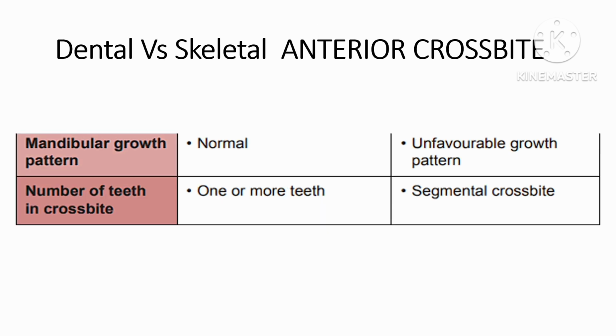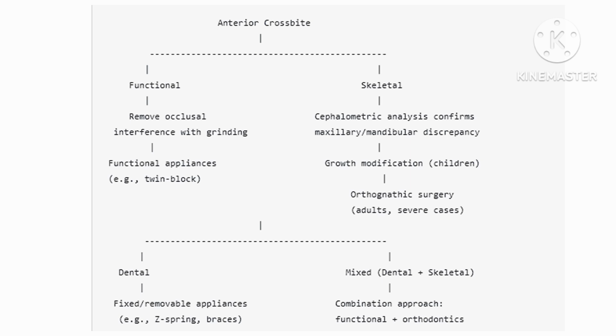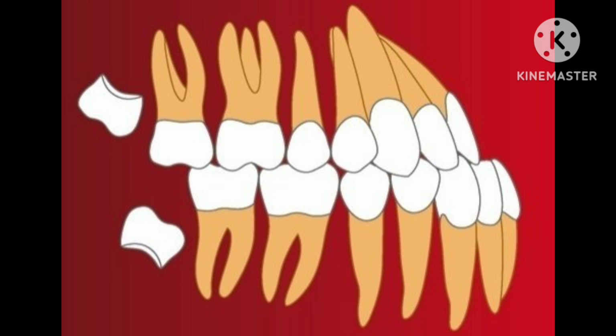In contrast, skeletal crossbite is due to an underlying jaw problem such as a small upper jaw or a large lower jaw. It often affects many teeth and the facial profile may show a flat midface or prominent lower jaw. In these cases, the teeth may tilt to compensate for the skeletal discrepancy. In class 3, the lower teeth are retroclined and the upper teeth are proclined in order to achieve overjet or overbite.